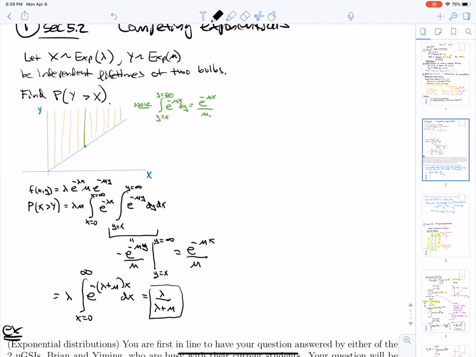That makes sense because if mu is large, that means that the rate of burning out is quite large, so the chance that Y will outlast X is very small.